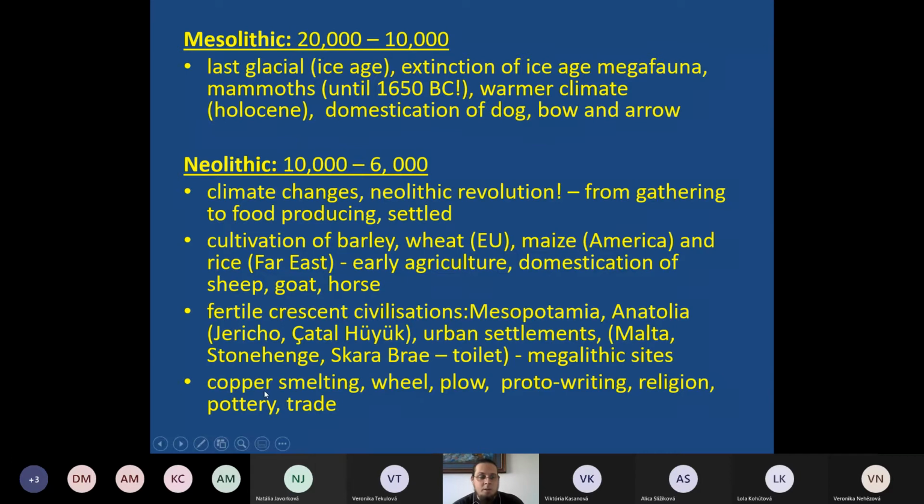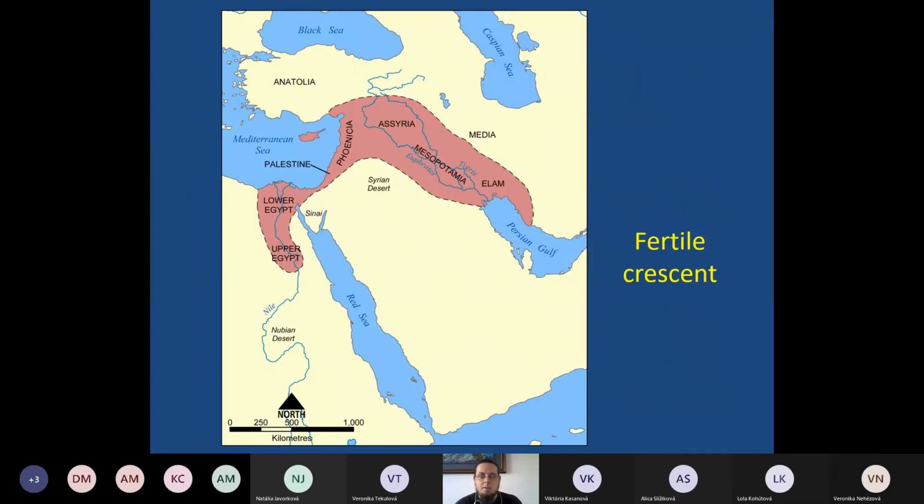As I said, at the end of the Neolithic, copper smelting appeared, and plenty of inventions appeared, like the wheel, for example. They started to use the plow. Some first signs appeared that we can suppose to be proto-writing. Organized religion appeared, and we believe it's kind of progressive, but again, it proved that when people are in need, they create religion only later on. Pottery appeared, and trade, because some people had animals, some didn't. Some had copper, some didn't, and so on.